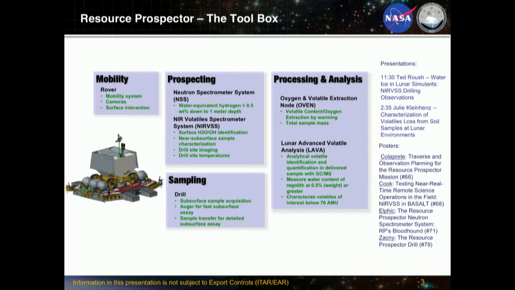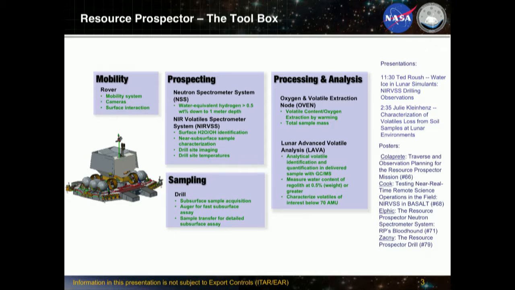Then we're going to do our prospecting work. This is done by the neutron spectrometer subsystem and the near-infrared spectrometer subsystem. The neutron spectrometer is looking for water-equivalent hydrogen. It's kind of like the bloodhound of our system, sniffing out the hydrogen. It goes about 1 meter deep, and that's what we're looking at in terms of understanding where the water is. The near-infrared volatile spectrometer subsystem, you'll hear more about later.